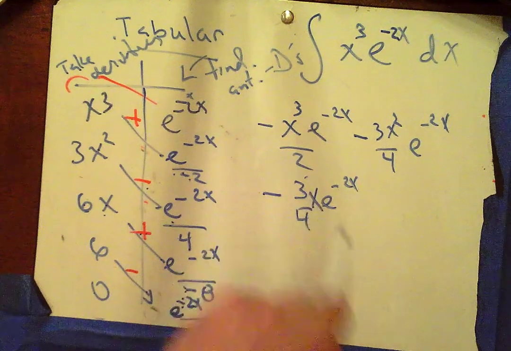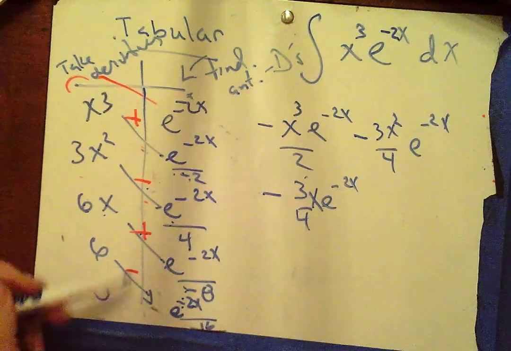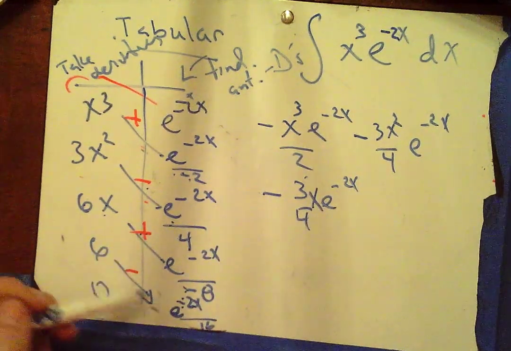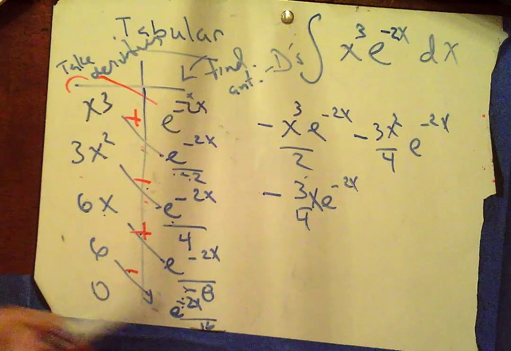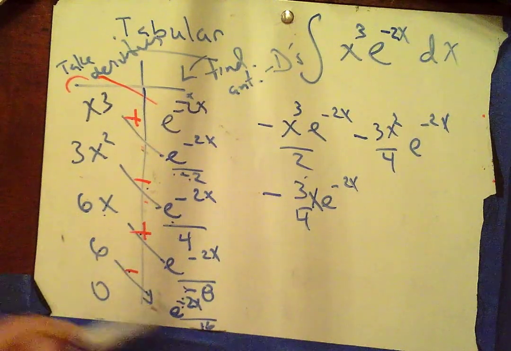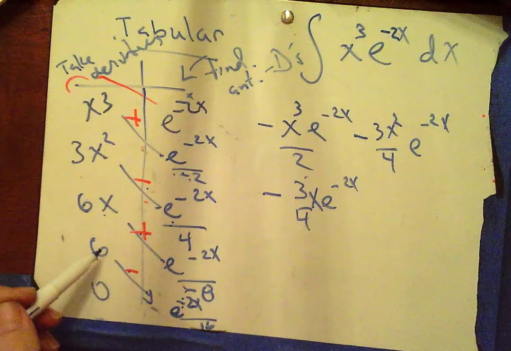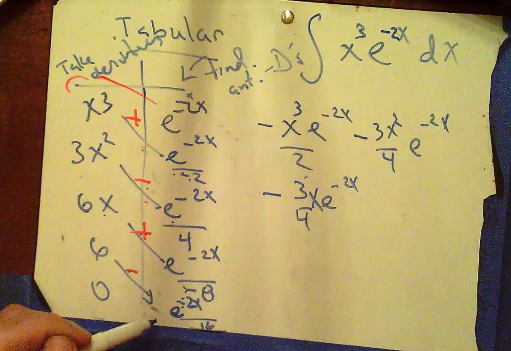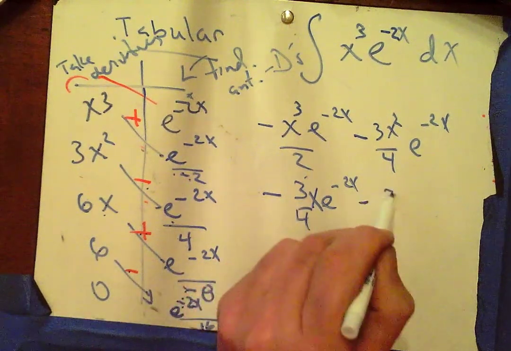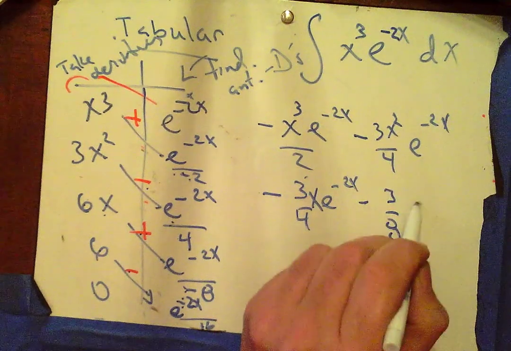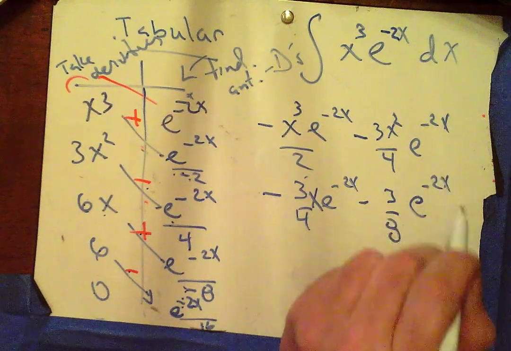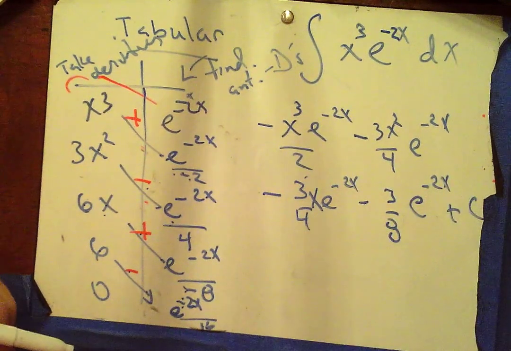Okay, so let's put that in. And then finally, here, I'm going to multiply by a negative this. Oh, look, 6 and 16 I can reduce there. That's going to be 3 over 8. So I'm going to have minus 3 over 8 e to the minus 2x, and don't forget the plus c.